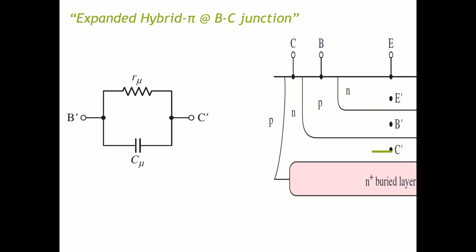And finally, we're gonna consider the B and C junction. Between B and C, technically you can consider the resistance in this junction and the capacitance generated between this junction. Therefore, you can call this one R mu and this one C mu. And that's how you have an extra component in your expanded model.